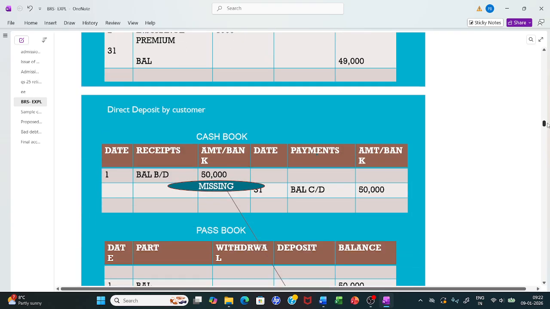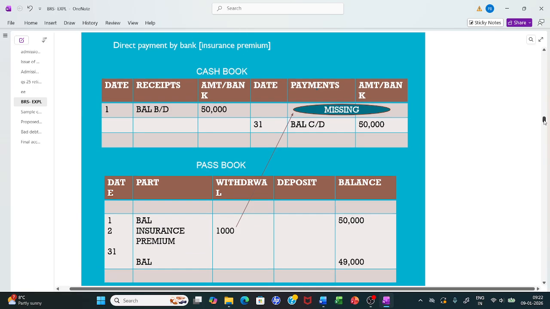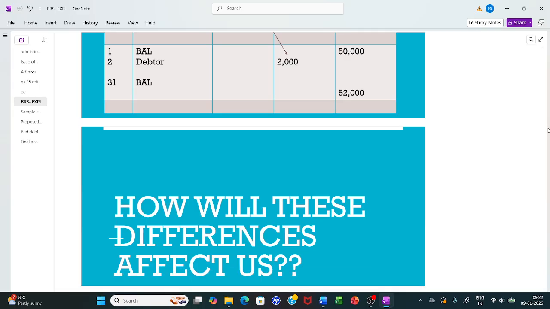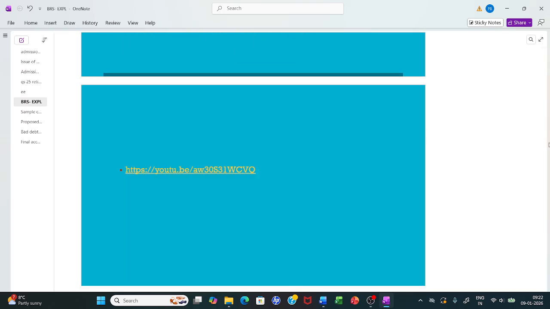Then any direct deposit. When they deposit, I may not be knowing about that. When I check the bank balance, I come to know, then I make the change in my cash book. So these are the causes, and how will these causes affect us? Let's try to study that.